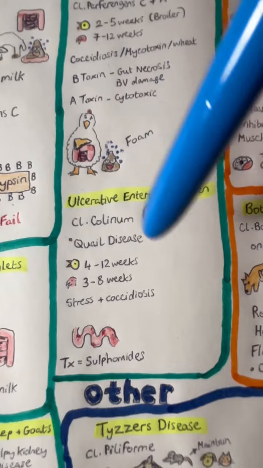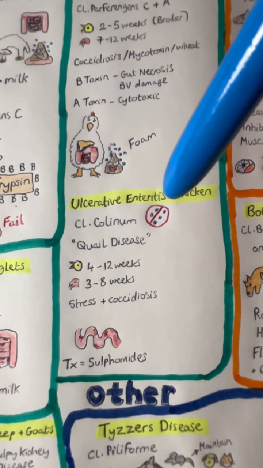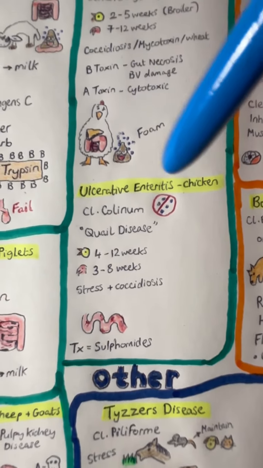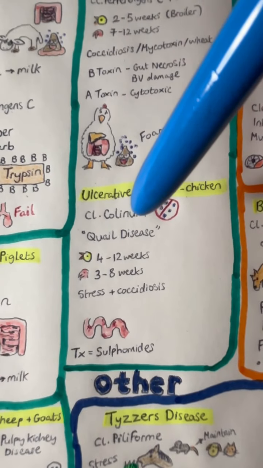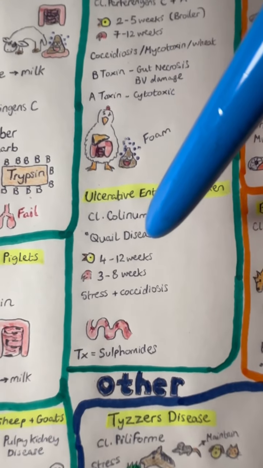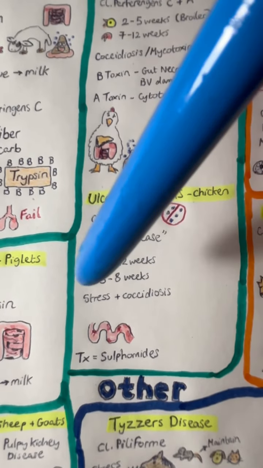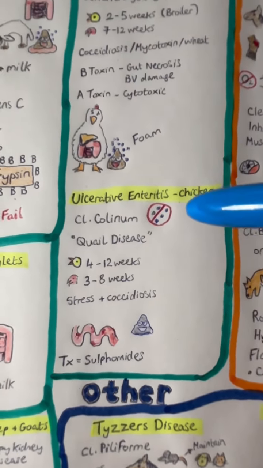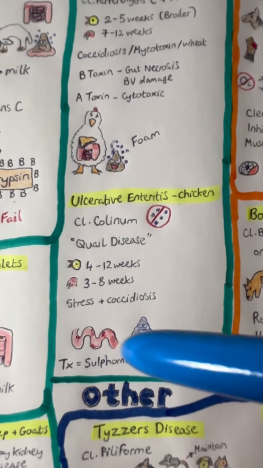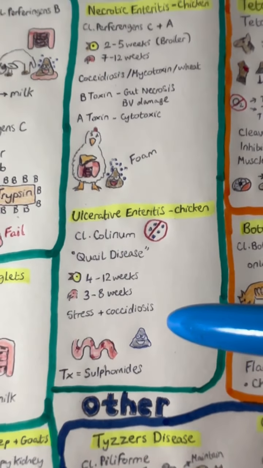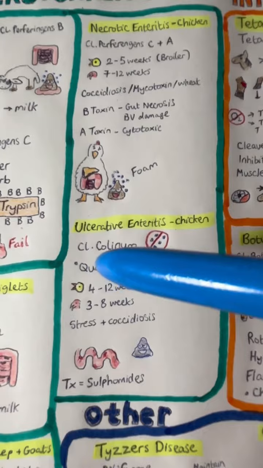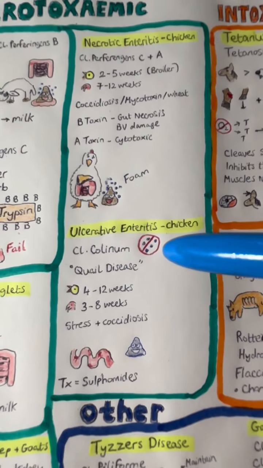For ulcerative enteritis of chicken, it is caused by Clostridium colinum. There is no carbohydrate fermentation, so that means there's no gas bubbles. It is also called quail disease. It occurs in broilers that are 4 to 12 weeks old and turkeys that are 3 to 8 weeks old. The predisposing factors are stress and coccidiosis. These will cause ulceration of the intestinal tract, as well as grey, non-foamy diarrhea. It's non-foamy because Clostridium colinum doesn't have gas fermentation.